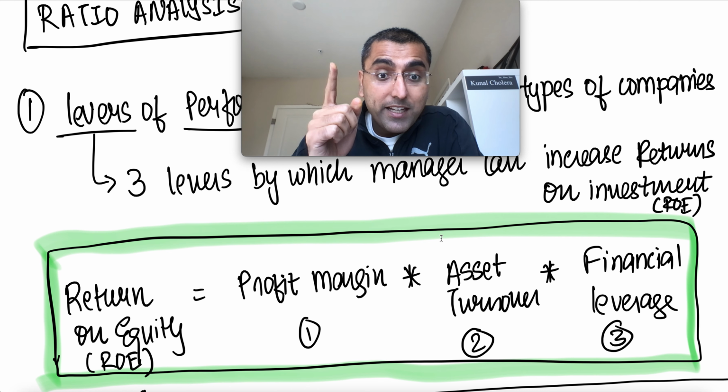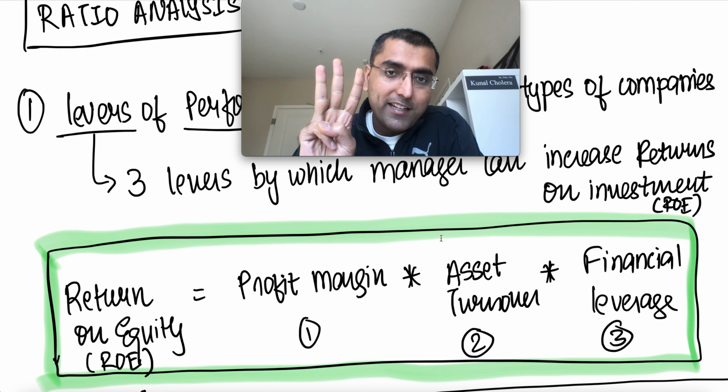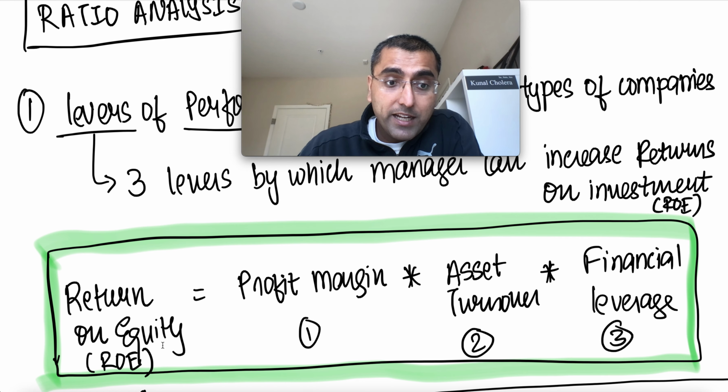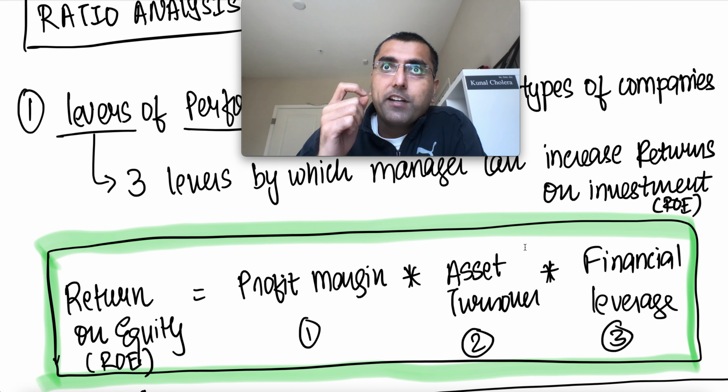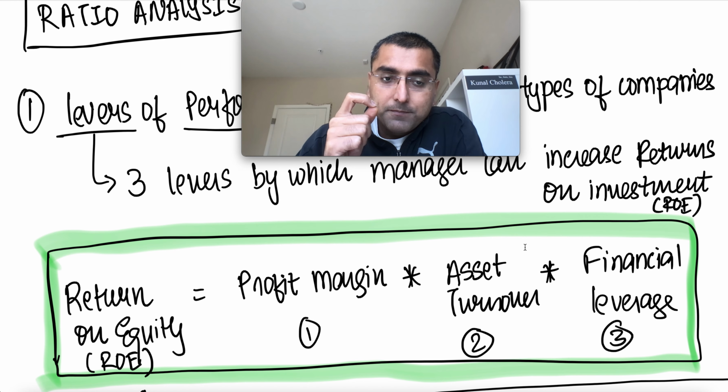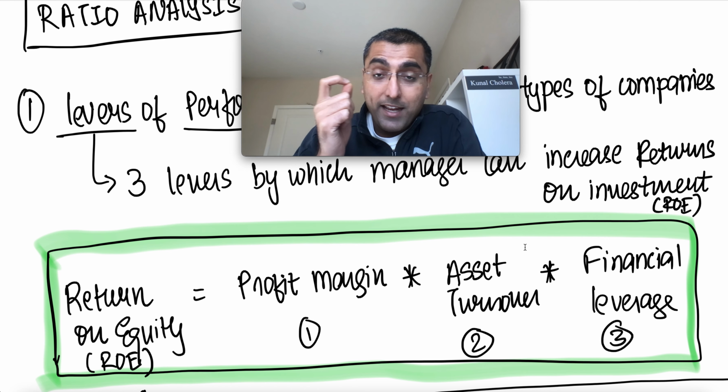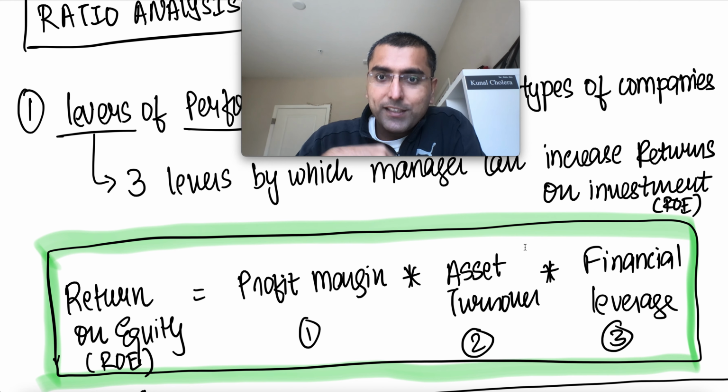But return on equity can be broken down into three areas. So return on equity, ROE, equals profit margin times asset turnover times financial leverage. So if we agree that return on equity is the most important factor, then the next question is, how is the return on equity calculated? So it's calculated using these three. If you multiply these three ratios, then you get return on equity.